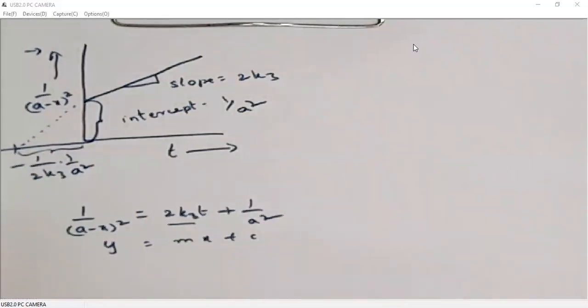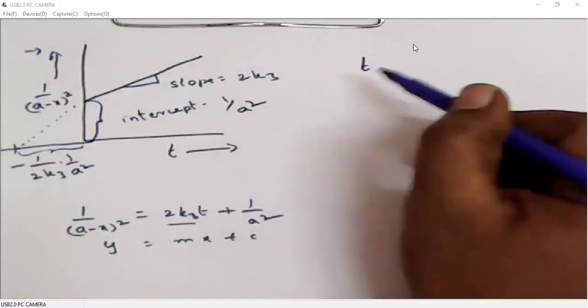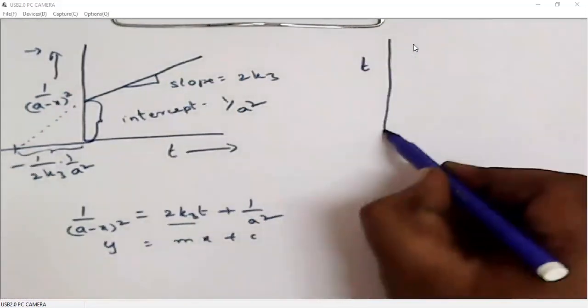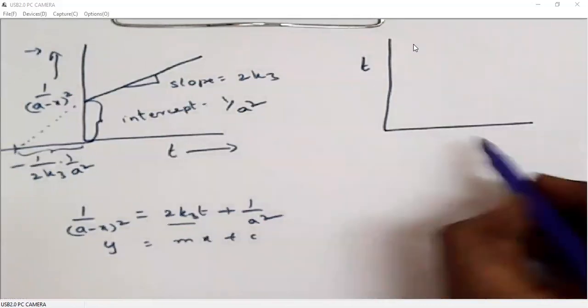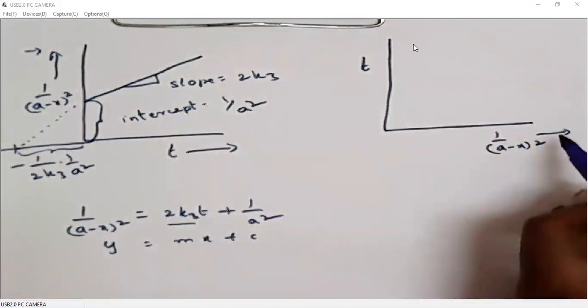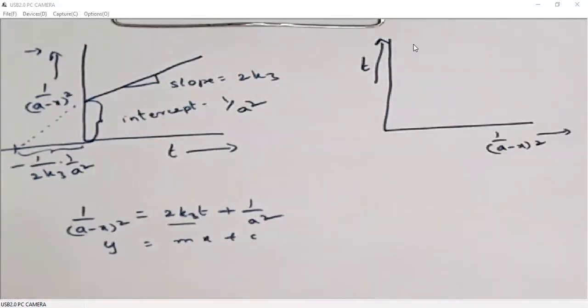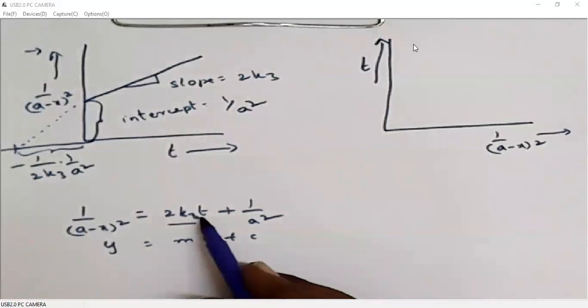Similarly, we can also derive a graph of t versus 1 by A minus x whole square. We can also draw a graph of t versus 1 by A minus x whole square. So that means again we are rearranging it, right?